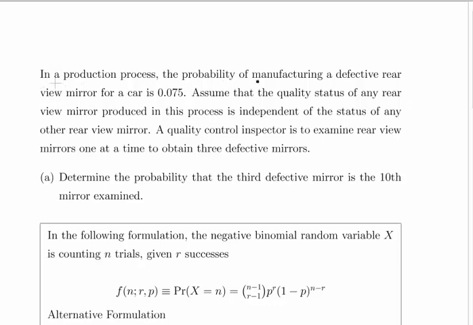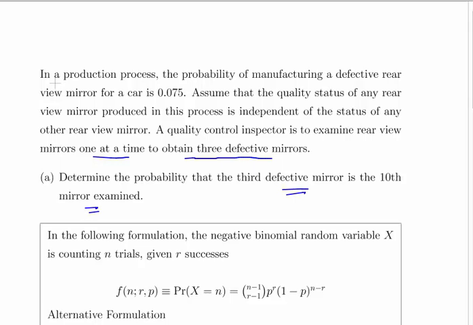In a production process, the probability of manufacturing a defective rear view mirror for a car is 0.075. Assume that the quality status of any rear view mirror produced in this process is independent of the status of any other rear view mirror. A quality control inspector is to examine rear view mirrors one at a time until they obtain 3 defective mirrors. So essentially, how long does it take them to find 3 defective mirrors after inspecting mirrors one by one? Determine the probability that the 3rd defective mirror is the 10th mirror.